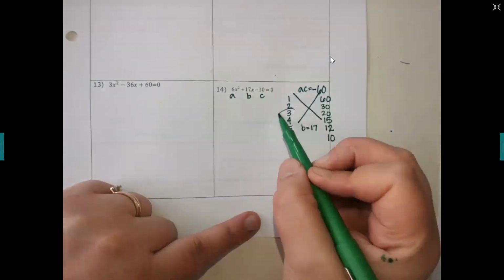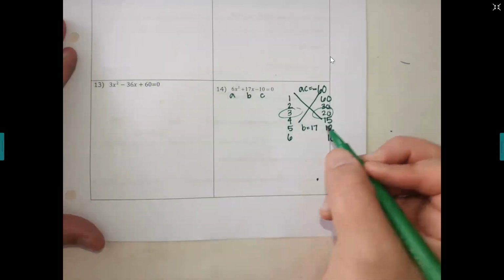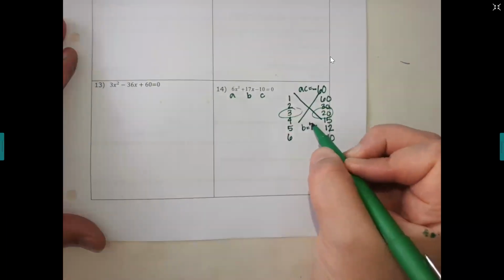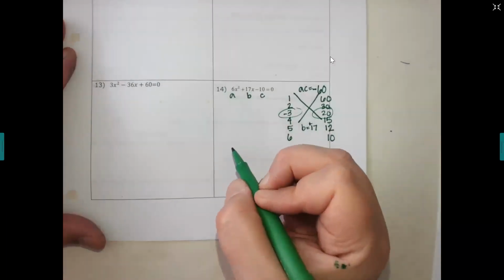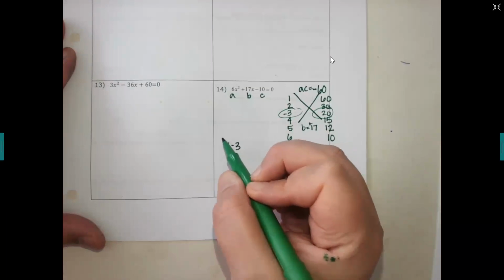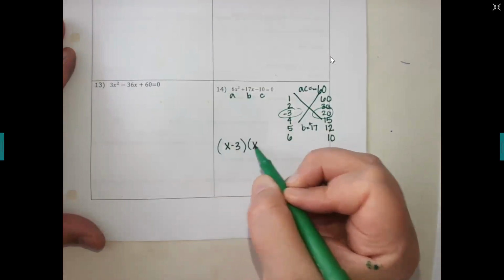3 and 20. Okay, 3 and 20, very good. Okay, for 5 and 12 won't work. That's an addition and you have a subtraction table. Now, which one should I put the minus on if I want my 17 to come out to be a plus in the middle? 3. The smaller number, which is the 3. So I have x minus 3 and x plus 20.